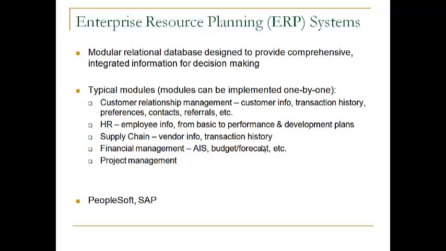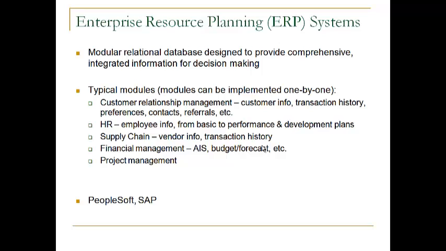Supply chain module, that would include information for our vendors. Where do we find our vendors? What's our history with those vendors? What have we ordered from them, and so on. Financial management would encompass the entire AIS, so all of our accounting information, also our budgeting and forecasting reports and outputs that go along with that. And then another module might be project management. So how are we keeping track of ongoing capital projects?